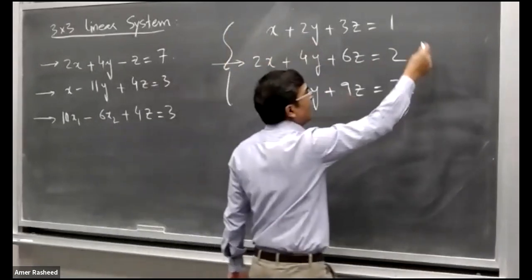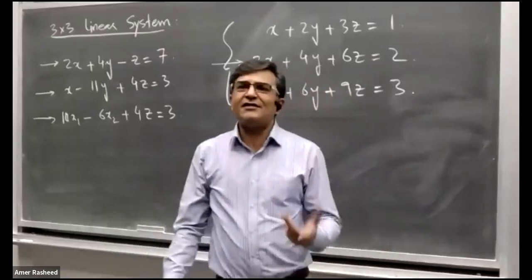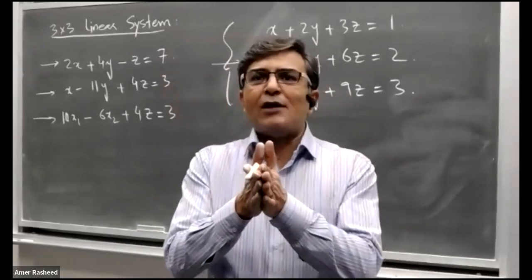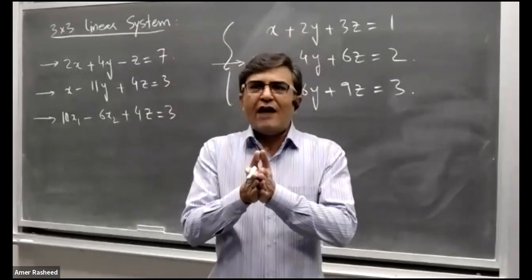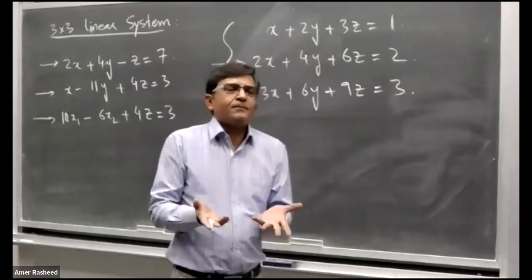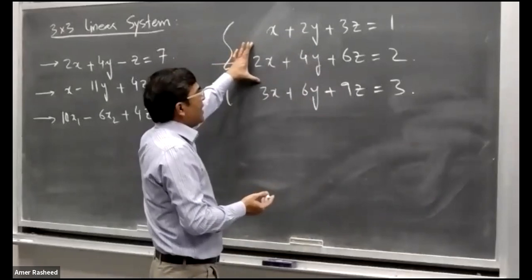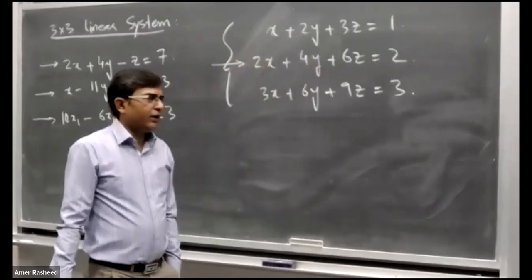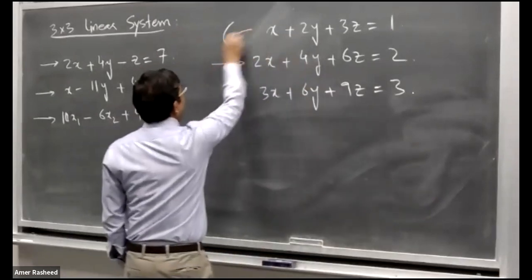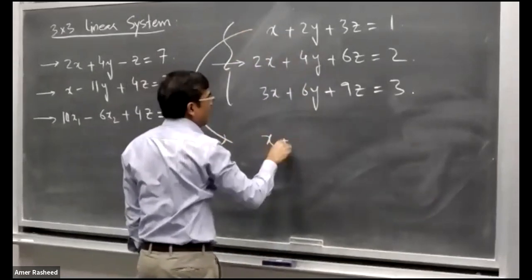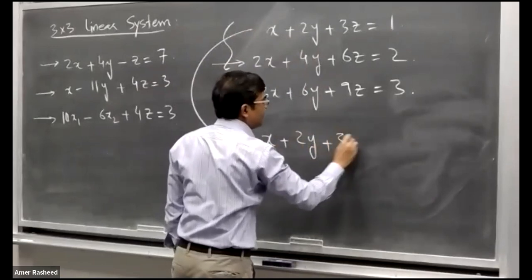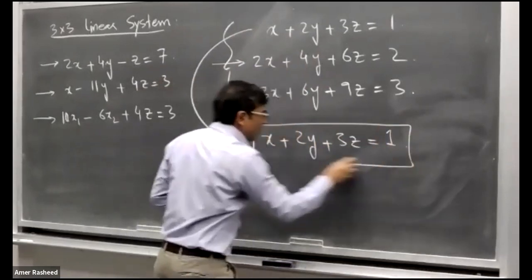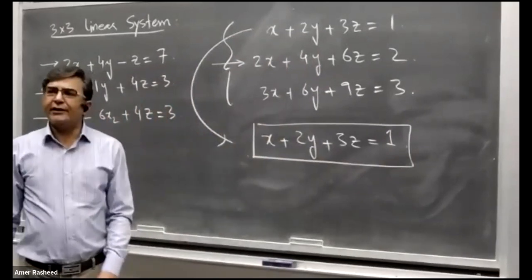So technically, all the three equations are identical. In this case, the three planes are on the top of each other. We have only one plane, in fact. So in this case, we'll have infinitely many solutions. Okay. So in fact, we have only one equation, x plus 2y plus 3z is equal to 1. So we need to solve only this equation. How do we solve it?